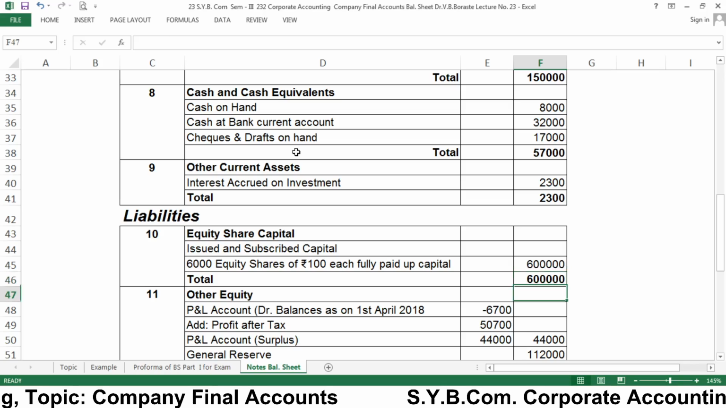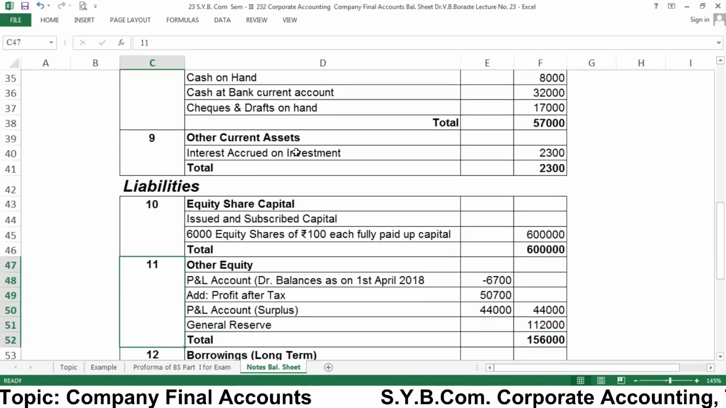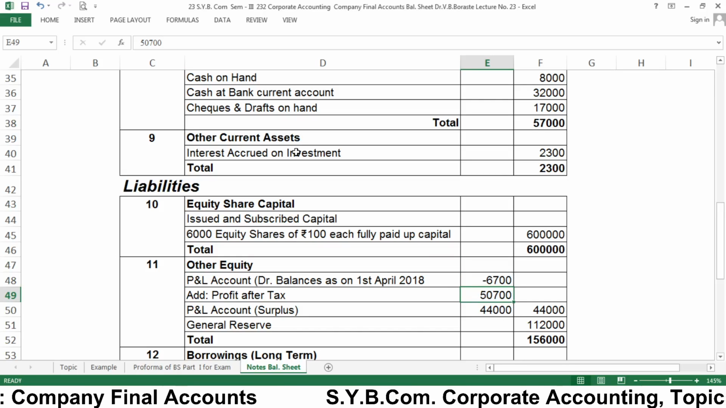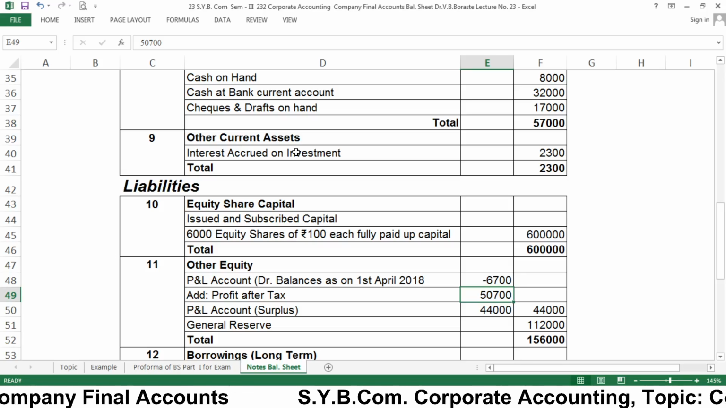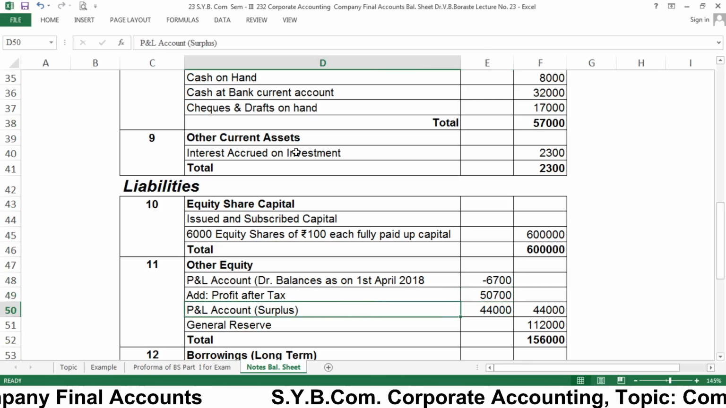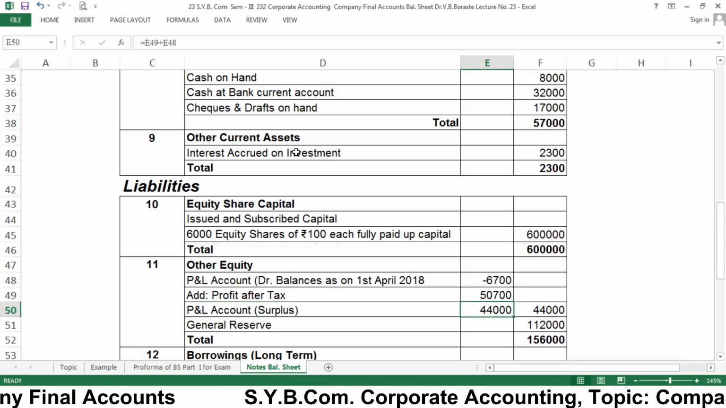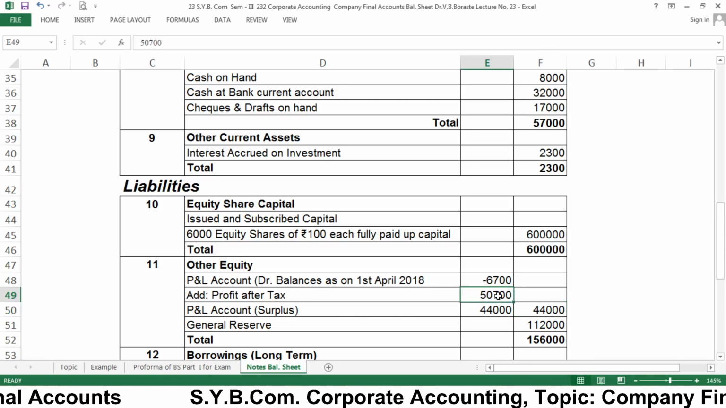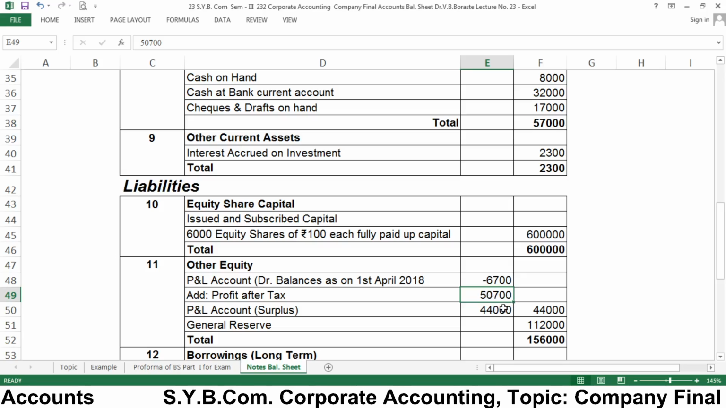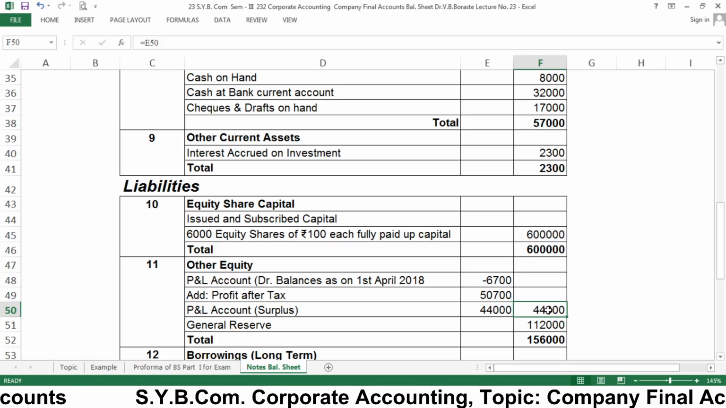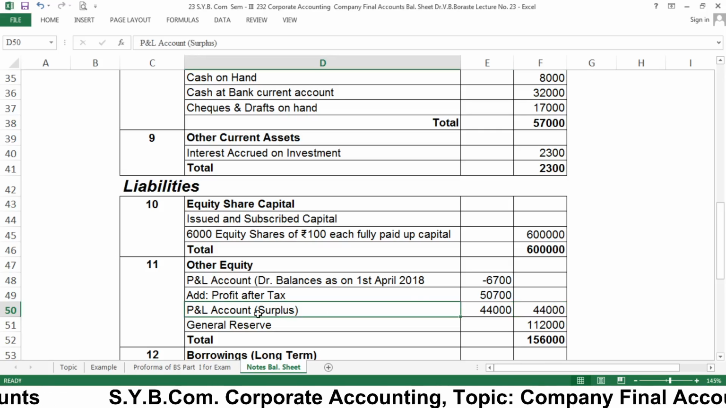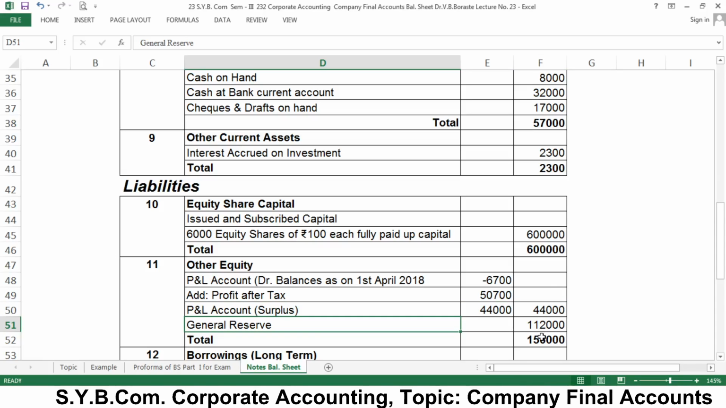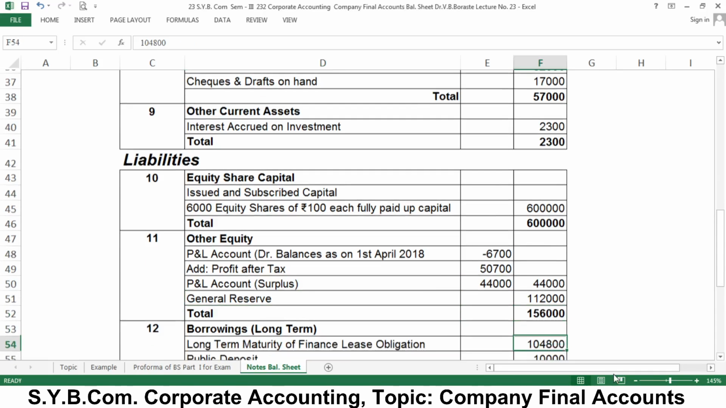As well as liabilities. Equity share capital of rupees 6 lakh. Amount of profit and loss account, that is opening balance, which is a debit balance, is rupees 66,700. Profit after tax is rupees 53,700 and profit and loss account surplus amount is rupees 44,000. So this is the solution, and profit after tax is 50,700. That means we have a profit of rupees 50,700 minus 6,700, the balance will be 44,000. So profit and loss, that is surplus for the current year, is rupees 44,000 and our general reserve was rupees 1,12,000. So the total will be 1,56,000.